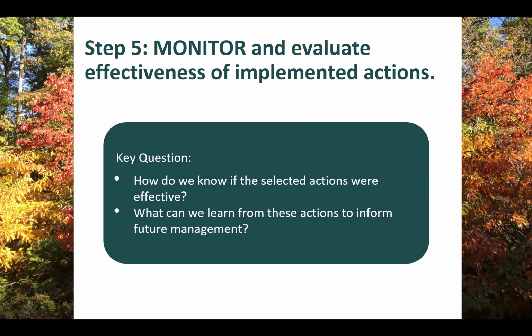The main purpose of this step is to understand and plan out monitoring efforts that are going to help tell you if your management actions were successful. We can consider what monitoring options you already have in practice and if they might need to be modified to better capture the outcomes of your adaptation actions. Or this step might prompt you to add new monitoring efforts to really answer these questions. How do we know if our selected adaptation actions were effective? And what else can we learn from these actions to inform future management?